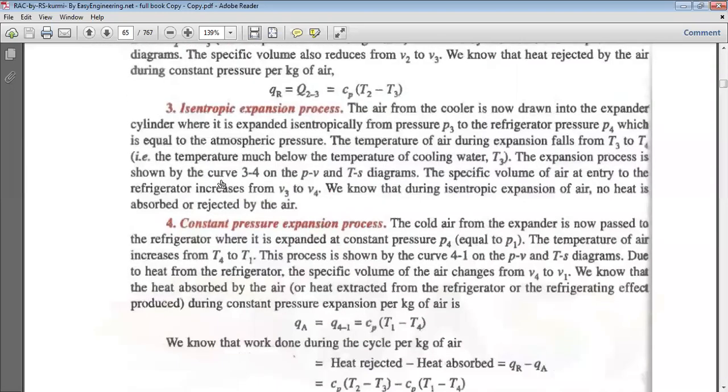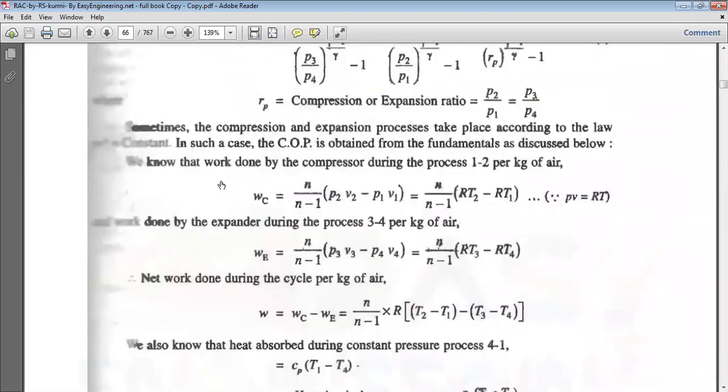Now I want to calculate the work input to the compressor and the work output from the expander. Work input to the compressor during the compression process per kg of air: for a polytropic process, the equation for work transfer is n by n minus 1 into P1 V1 minus P2 V2, initial minus final. But already I said that the work input is negative. If I write P1 V1 minus P2 V2, I get a negative, and a double negative will give positive.